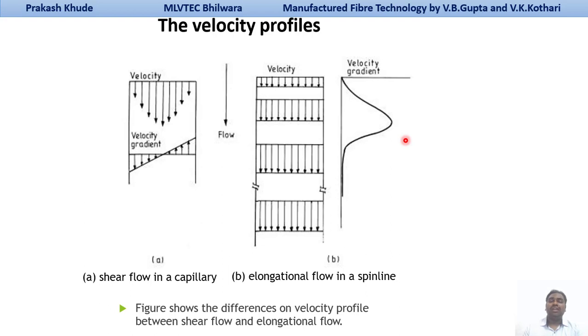Now I'll show how the velocity profile looks inside the capillary, and when the polymeric fluid is coming out of your capillary, what profile we will get. Inside the capillary we'll see this type of polymeric fluid velocity profile, that is shear flow in your capillary, and after it comes out of your spinneret, we'll get the elongation flow in your spin line. So what is the basic difference between shear flow and elongation flow?